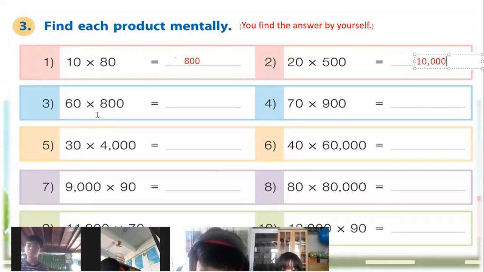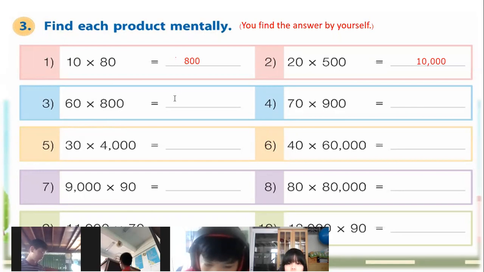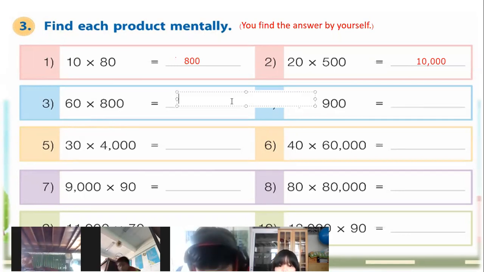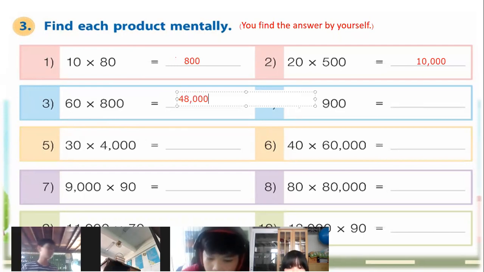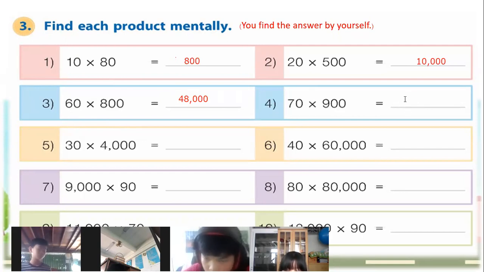10,000. That is the correct answer. Now, number 3, we have 6 tens multiplied by 800. 48,000. Very good. That is the correct answer. Now, number 4, 7 tens multiplied by 900. 63,000. That is the correct answer.